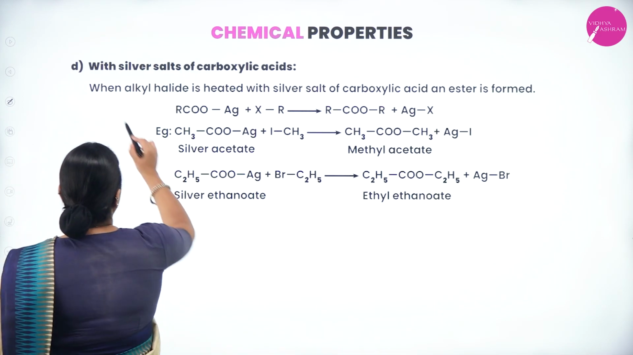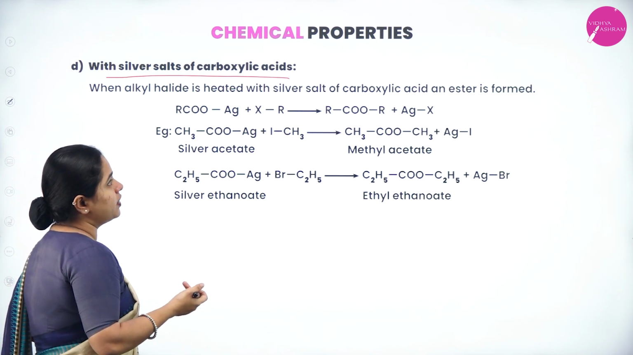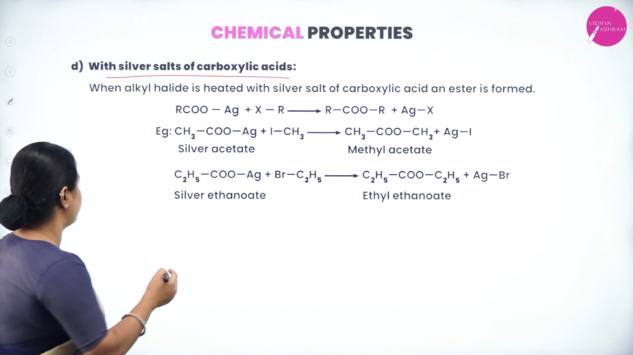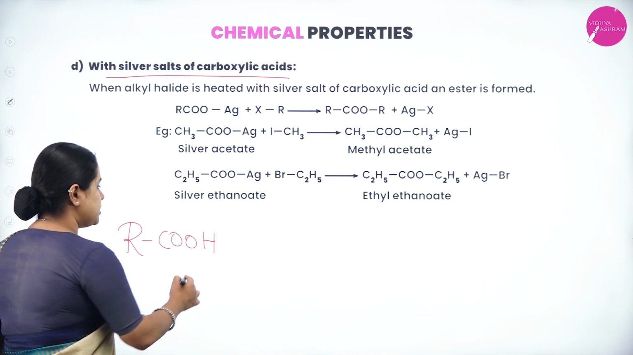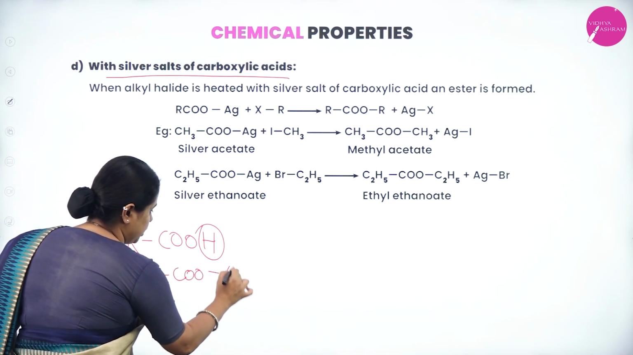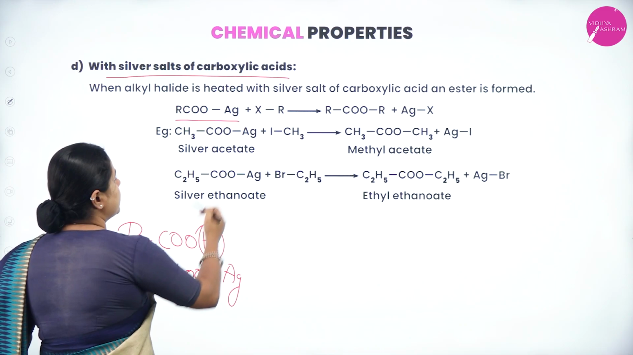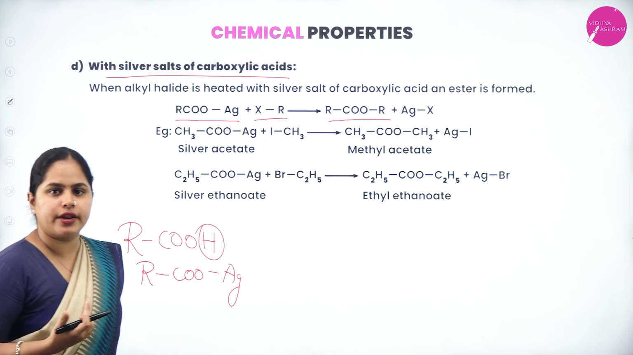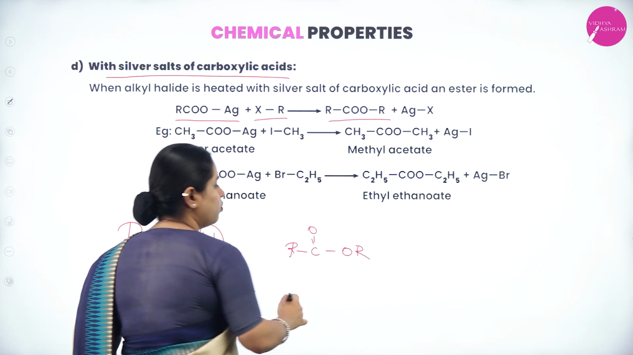Moving on to the next one, that is with silver salts of carboxylic acid. When alkyl halide is heated with silver salt of carboxylic acid, an ester is formed. What is the silver salt of carboxylic acid? The general representation of carboxylic acid is RCOOH. Silver salt means instead of this hydrogen, there will be a silver there, that is RCOOAg. So the silver salt of carboxylic acid reacts with RX, the alkyl halide. What do you get? RCOOR'. This general representation is an ester, R-C double bond O-R. This is an ester.